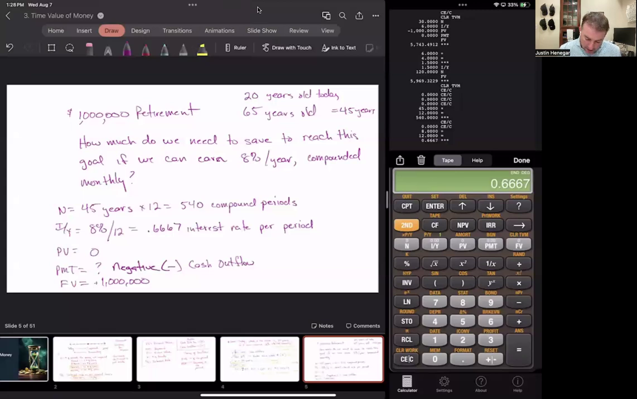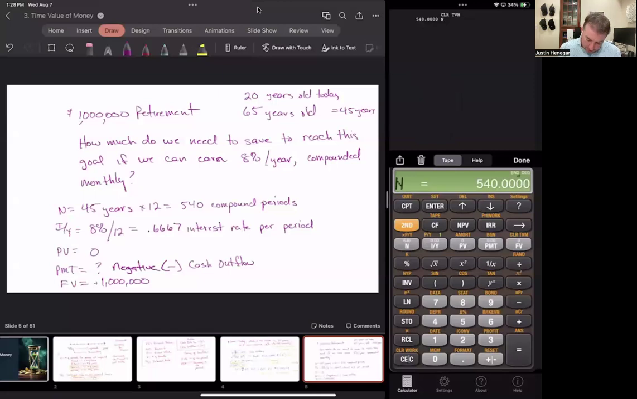Now I'm going to clear the tape just so we have a fresh start. And I'm going to go ahead and clear everything out, again making sure I'm hitting second, clear time value of money. Okay. All right. So number N, we have 540 periods, N, 540.